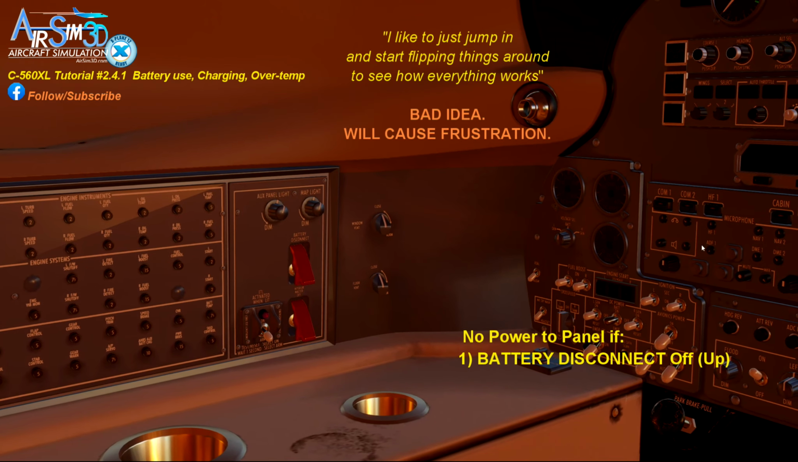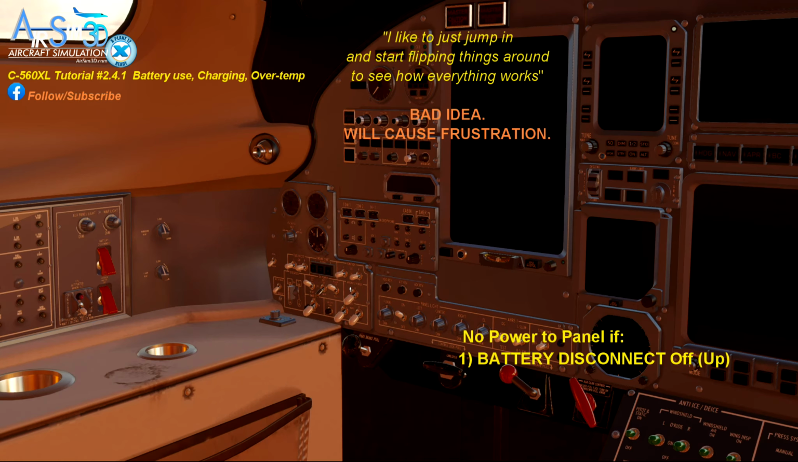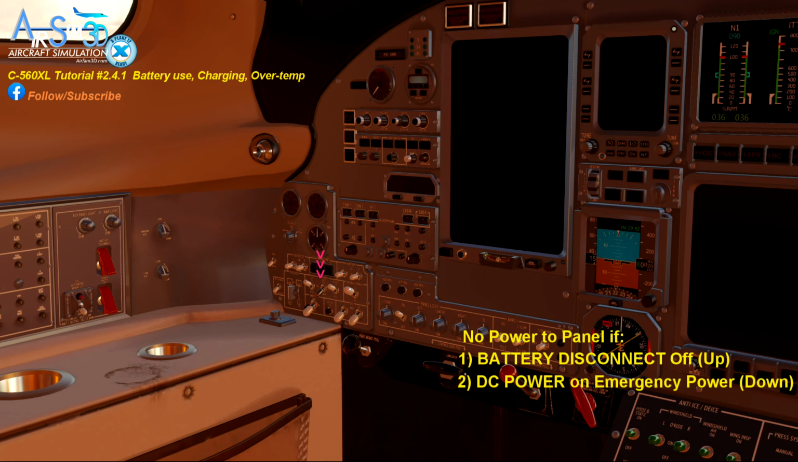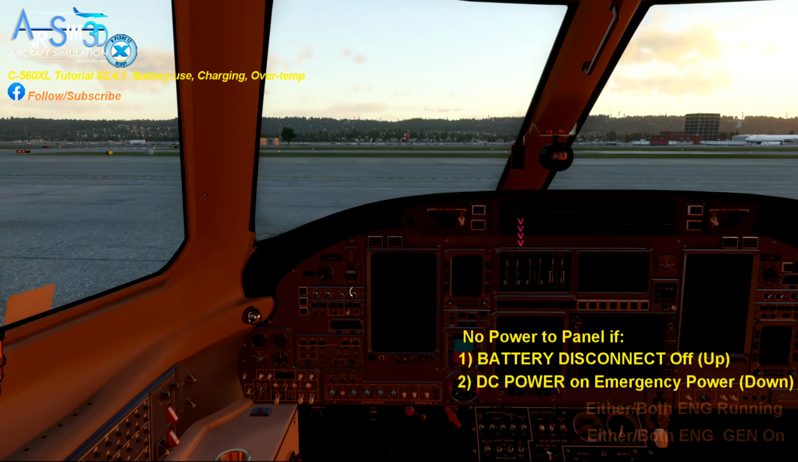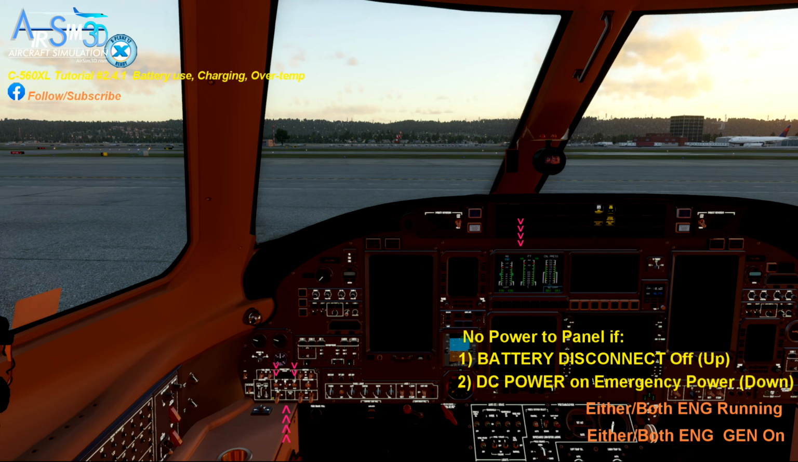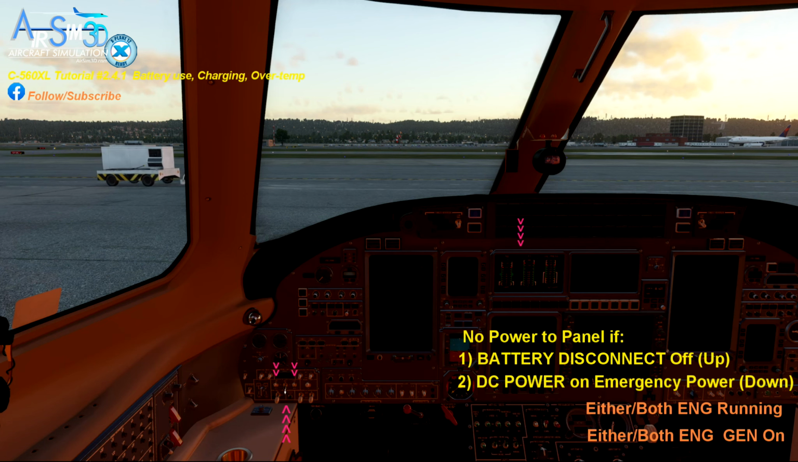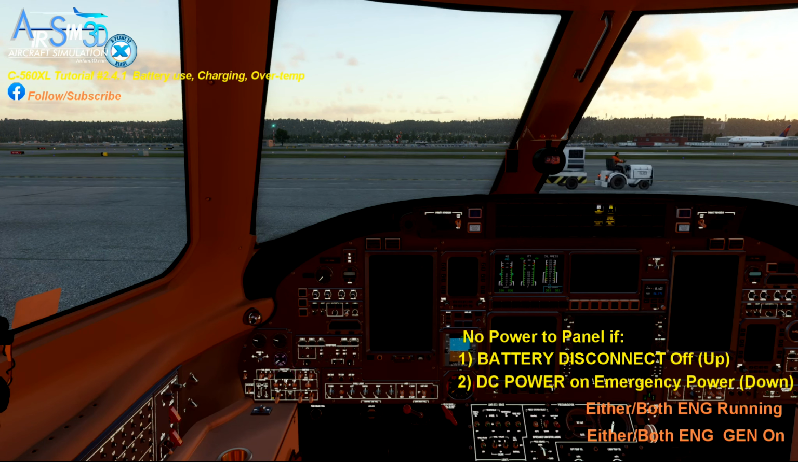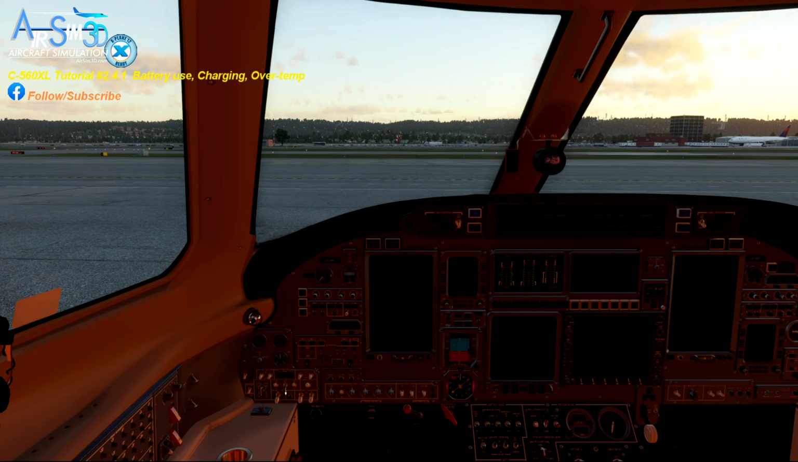Next, and this one is important as it can cause frustration for pilots who have just jumped in and are flipping things around, please do not do that without first starting the aircraft. So if the battery switch is in the emergency position with the engines running, and either of the engine generator switches are on, then if the battery switch is turned up to the main battery position, the pilot will continue to see emergency instruments only. This is not a bug, but is authentically designed to prevent damaging the main batteries.